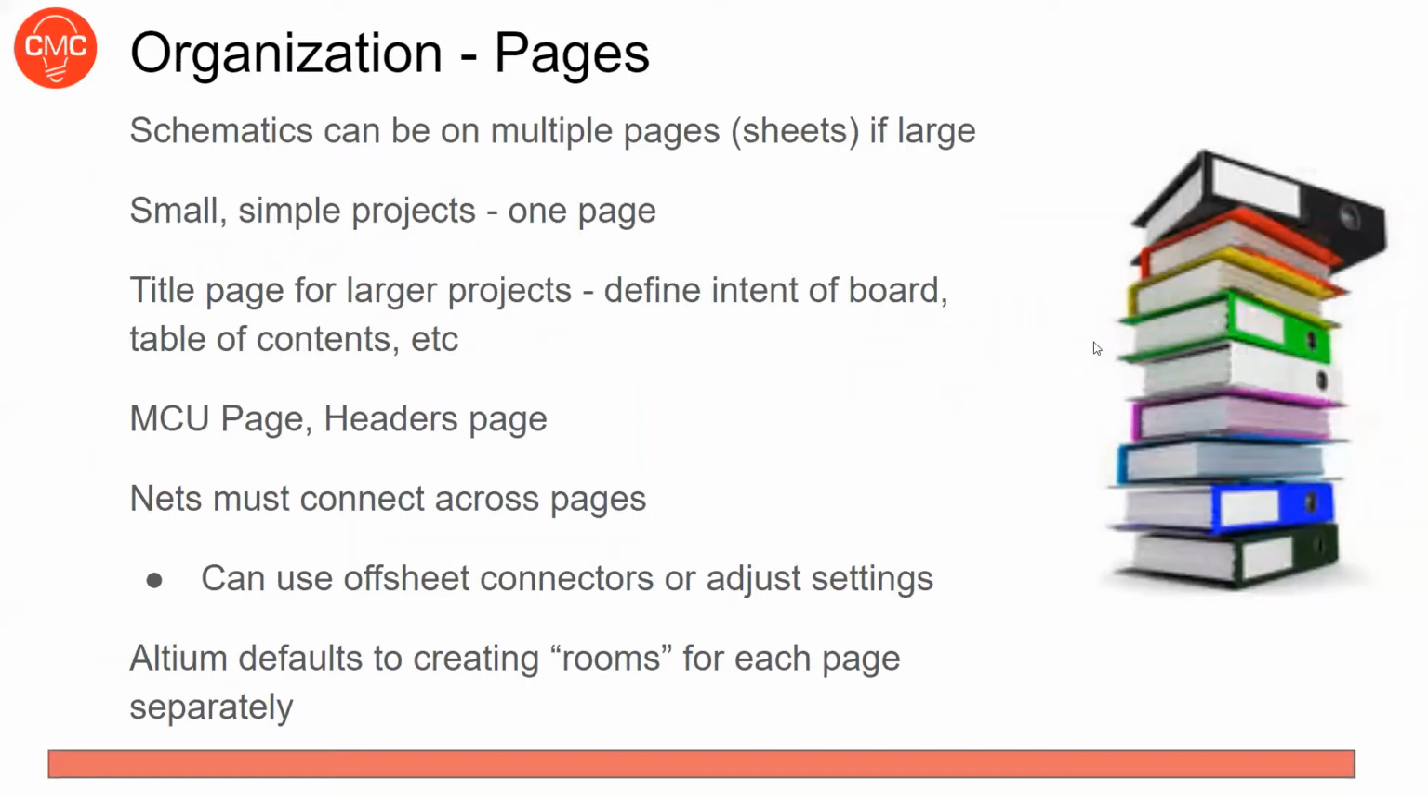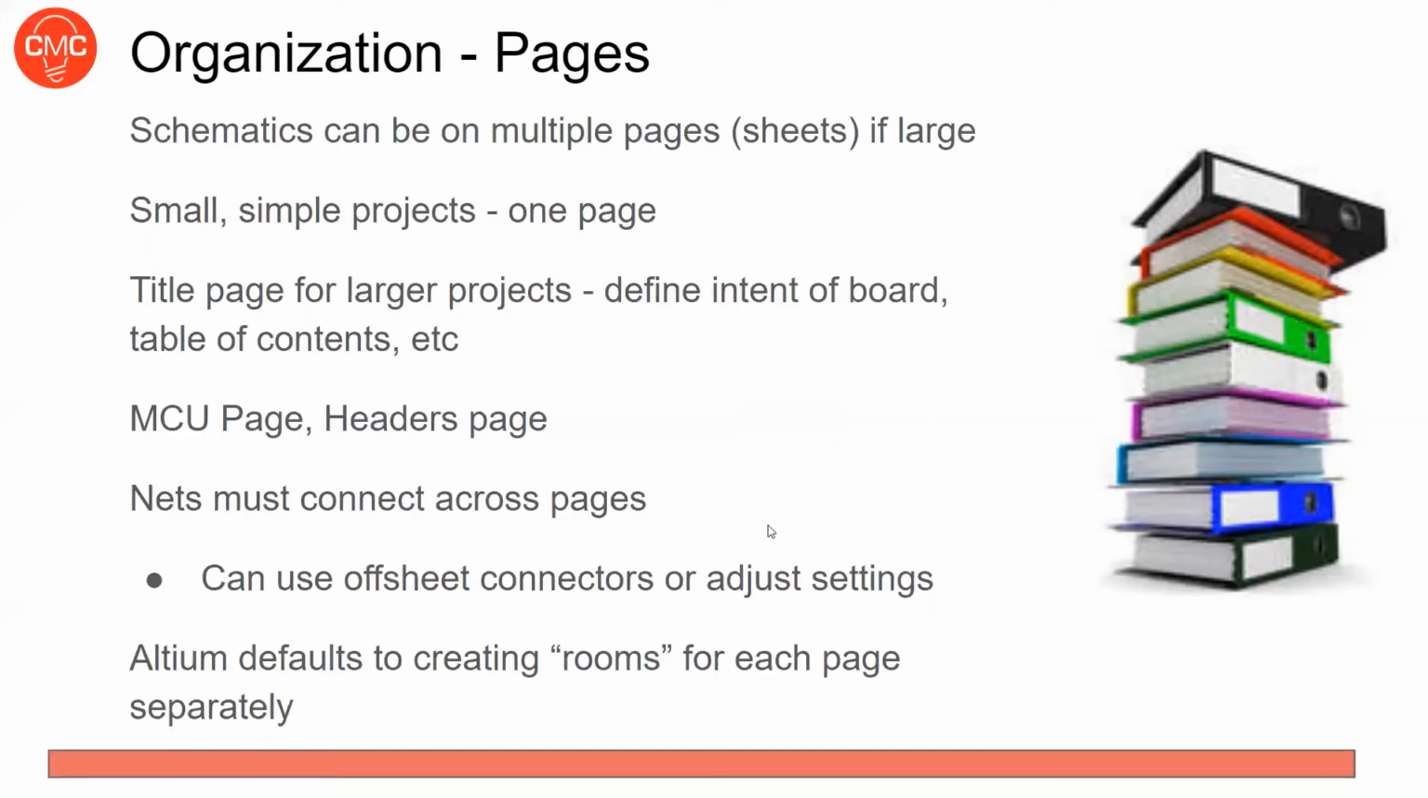So how are you going to organize your schematic? You can put it on multiple pages if it's a large schematic, where you have a lot of different components and a lot of different connections. But a small, simple project like the one you guys will be doing soon can just be on one page, for simplicity. If you have a larger project with multiple pages, do make a title page. It will define the intent of the board. It will give you a table of contents for the rest of the schematics, where to find things, etc. For instance, you could have a page for your microcontroller, a page for all of your headers, and a page for a certain connection that you have, like maybe an LCD could have its own page.